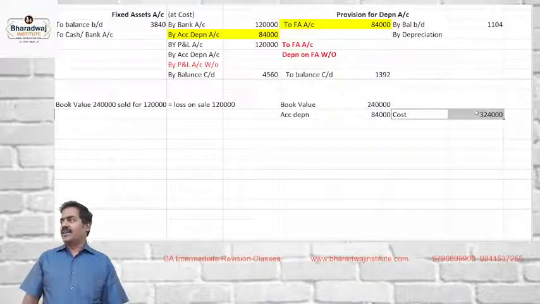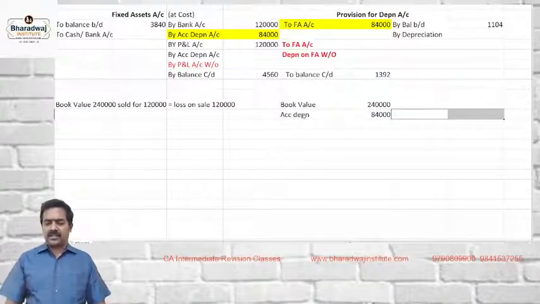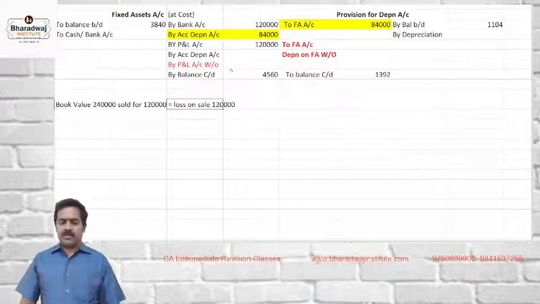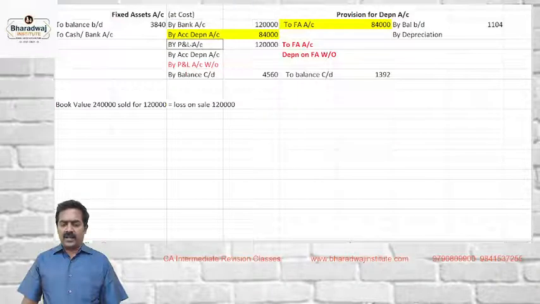3,24,000 would have been what? Cost of the asset. Any of that doesn't matter for us. Book value means the cost minus what? Depreciation. Sold for 1,20,000, loss is 1,20,000. So accumulated depreciation is written off.